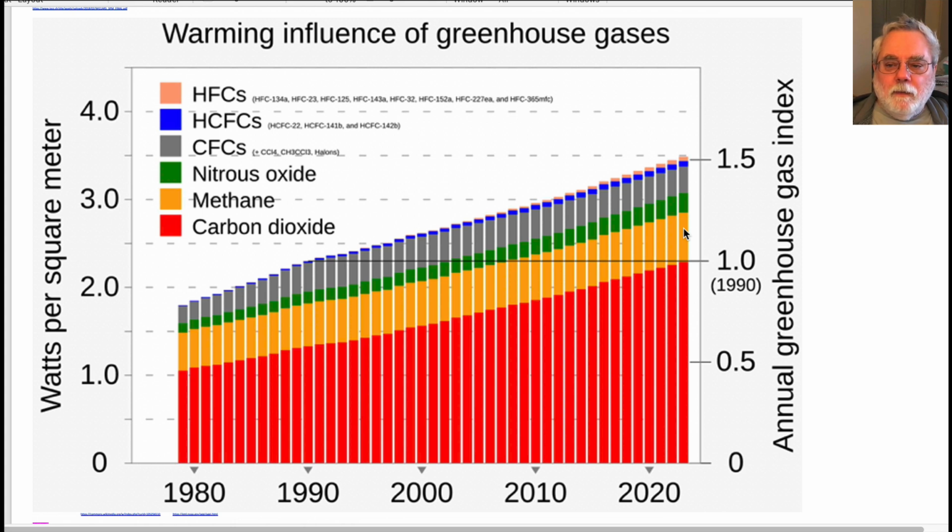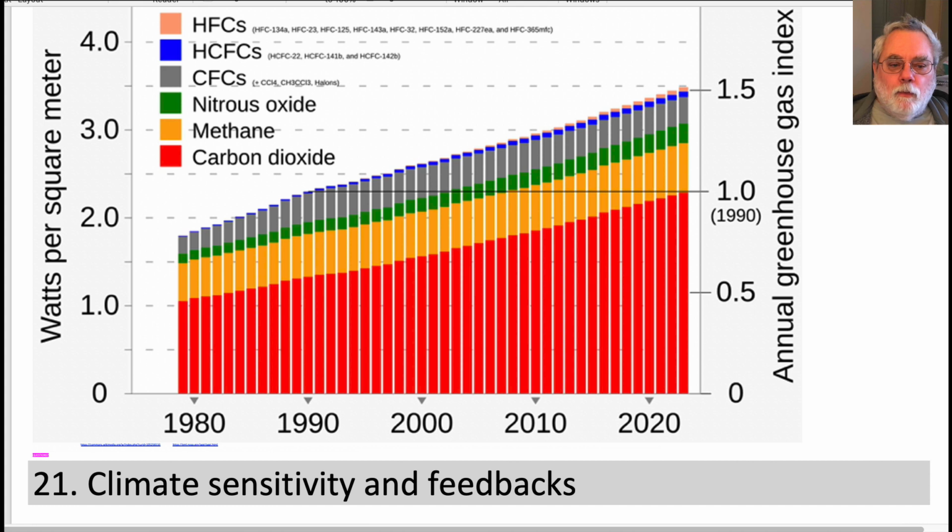Even though carbon dioxide concentration is 200 times higher. The methane component looks to have increased by 25% due to continued methane emissions exceeding the removal rate. Section 21. Climate sensitivity and feedbacks.